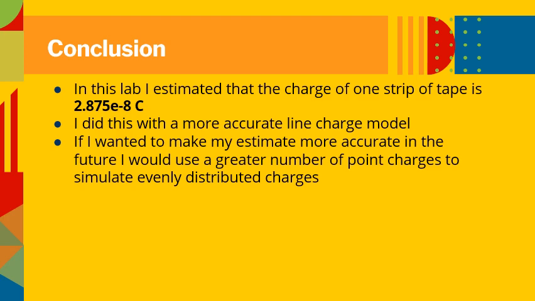In conclusion, in this lab, I estimated that the charge of one strip of tape is 2.875 times 10 to the negative 8th coulombs. I did this with a more accurate line charge model. If I wanted to make my estimate more accurate in the future, though, I would use a greater number of point charges to simulate evenly distributed charges.